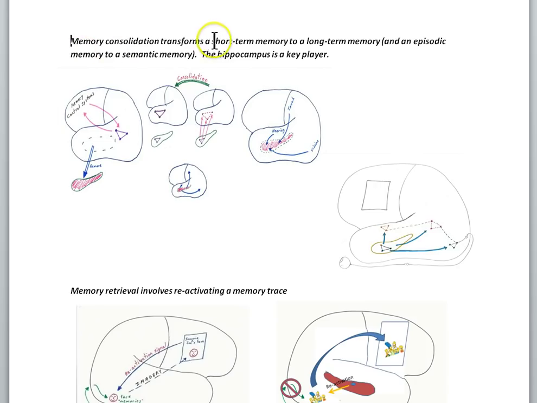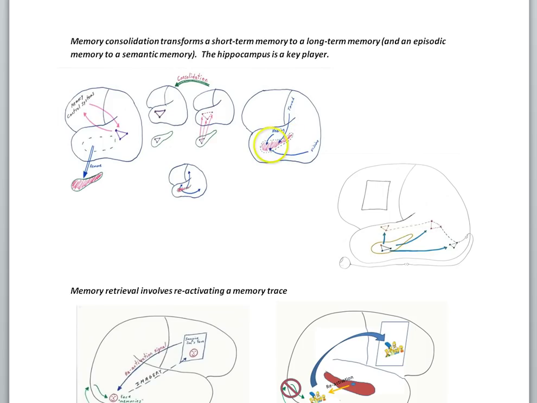Memory consolidation transforms a short-term memory to a long-term memory, and an episodic memory to a semantic memory, and the hippocampus is a key player. So we learned with those neurological patients like HM and Clive, if the hippocampus is either removed or damaged, then a person cannot make new episodic memories, because this is the location where all that information is being tied together, linked together in the hippocampus.